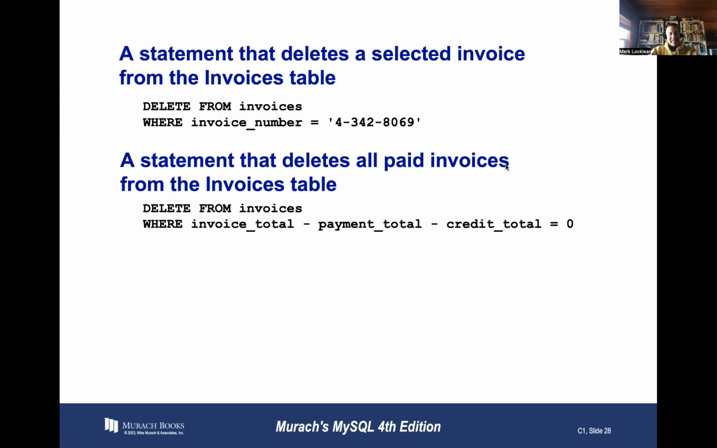These are examples of delete statements. Just as an example, the one up top is delete from invoices where invoice number equals, and then you're going to give it a specific invoice number. Assuming there's only one, I think invoice number's probably a primary key. So if there's only one of those, you'll be deleting a specific invoice in that case.